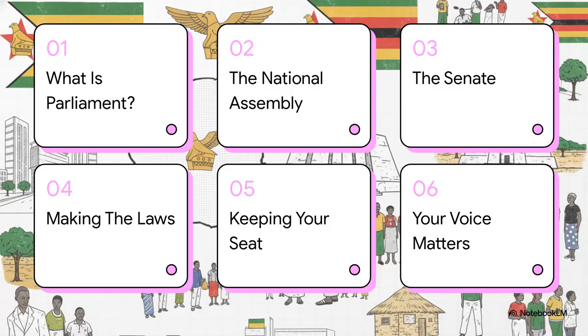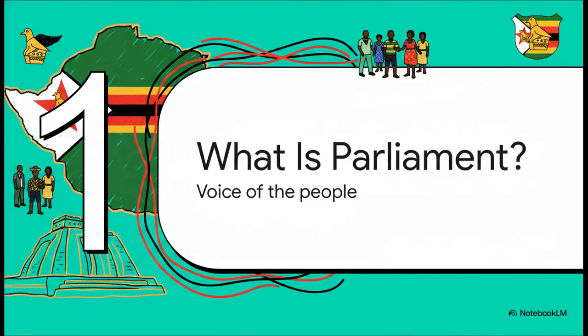Okay, so here's our simple roadmap for today. We're going to look at 1. What is Parliament? 2. The National Assembly. 3. The Senate. 4. Making the laws. 5. Keeping your seat. And finally, number 6. Why your voice matters.